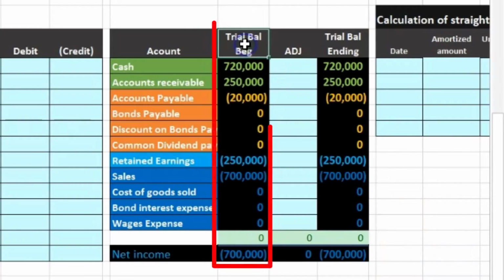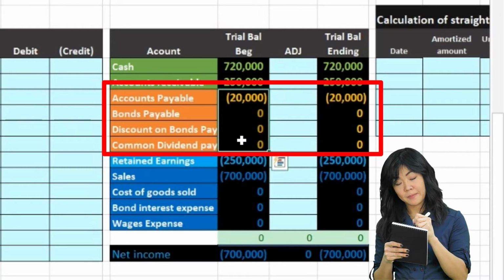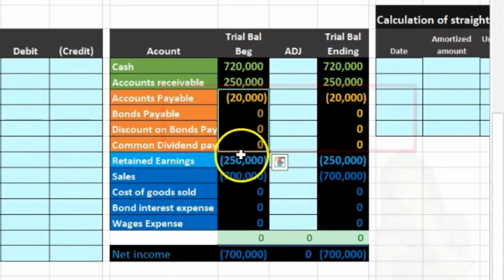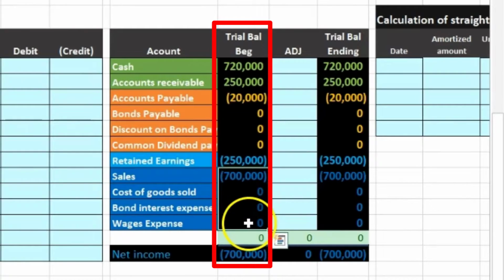We have the beginning trial balance. We can see that we are in balance, the assets in blue. We've got the liabilities in orange, and we're going to be working within liabilities because we're going to be talking about bonds payable in this case. And then we've got the equity, retained earnings, and sales, and expenses.